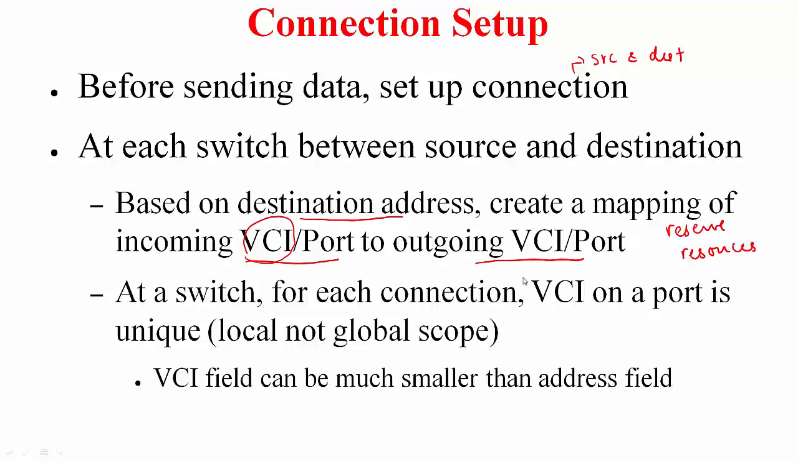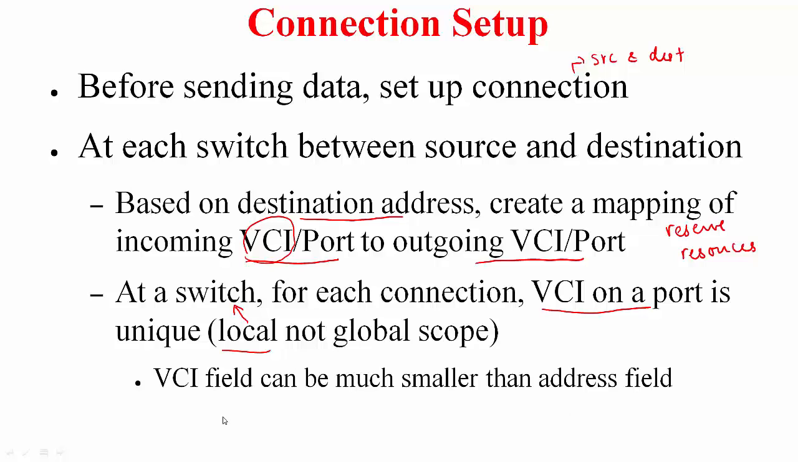A point to note here is that for a given connection at a switch, the VCI on a port has to be unique. This uniqueness is local in scope. In other words, this should be unique only at the switch. The same VCI could potentially be used at some other switch. Note that the same cannot be said about addresses used in datagram switching. The addresses have to be unique to ensure that the forwarding path takes the right path. Whereas here, the VCIs that you are using need not be unique across switches, but they need to be unique on a given port at a particular switch. Again, this will become clear through an example.